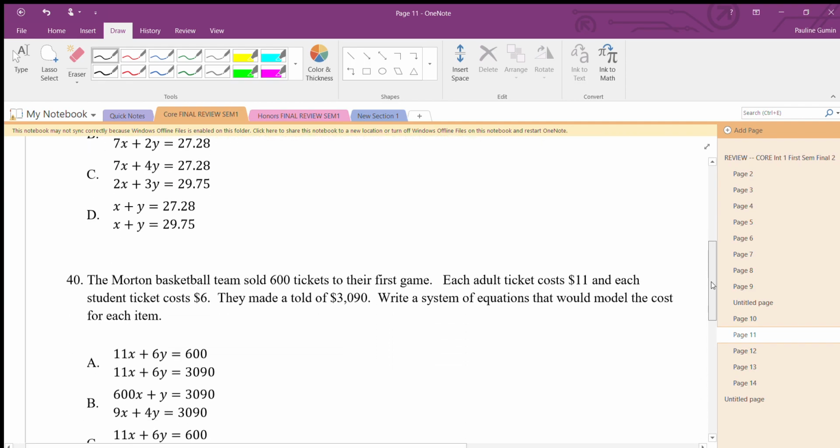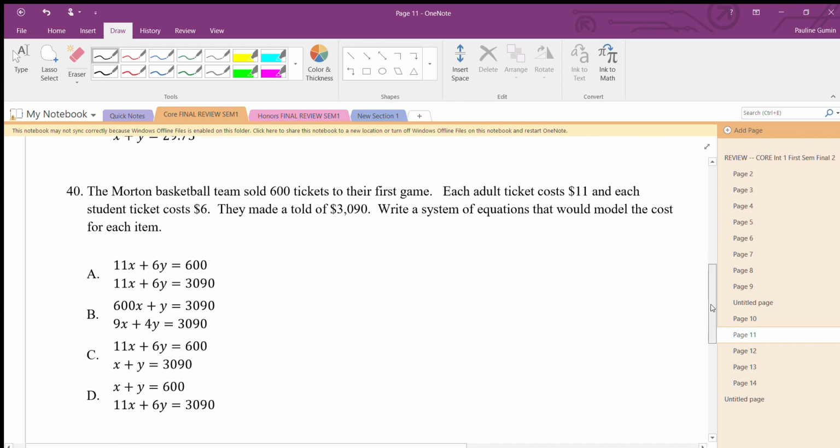The Morton basketball team sold 600 tickets to the first game. Each adult ticket costs $11, and each student ticket costs $6. They made a total of $3,090. And again, we're choosing a system of equations that matches.